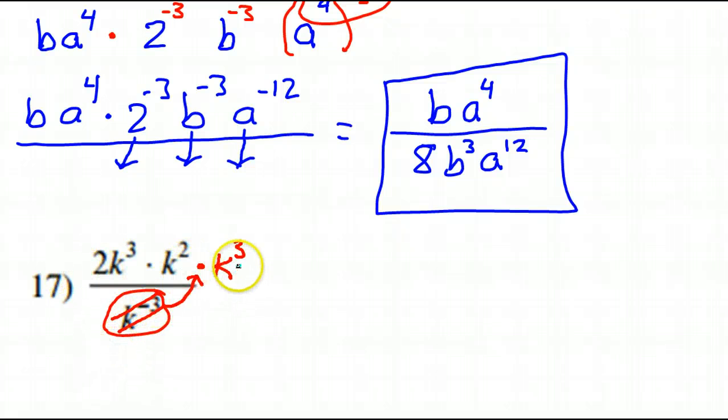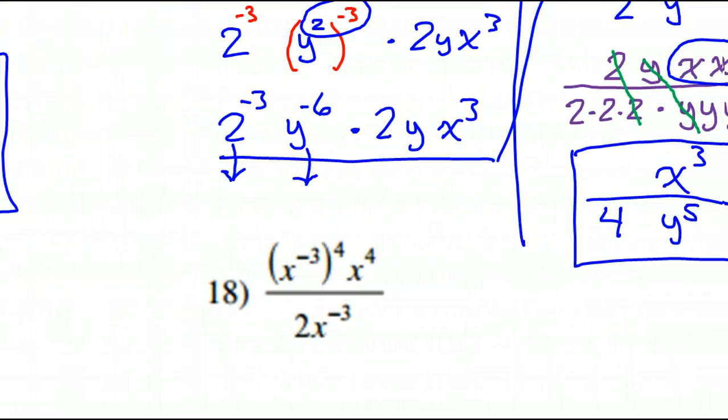So now everything's in the numerator, so this will be easy to simplify. So this will just be 2. Now I've got 3 k's, 2 k's, that's 5, 3 more, that's 8 k's, so that's k to the 8th power. We're adding all those exponents up. All right, number 18.